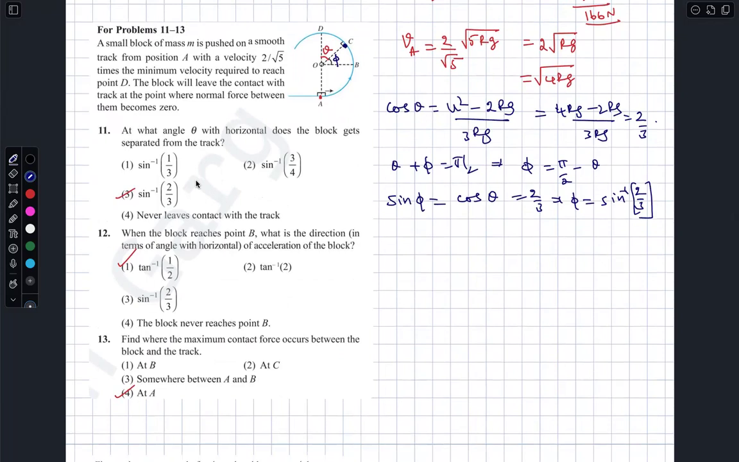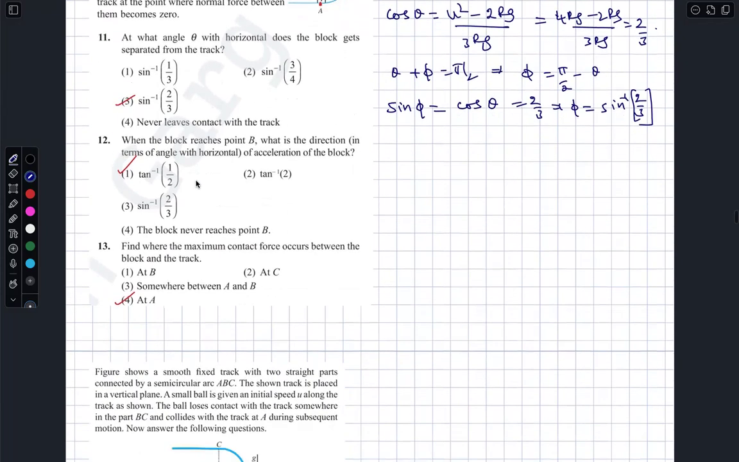Now in between we require: when the block reaches the point B, what is the direction, in terms of angle with the horizontal, of the acceleration of the block at point B? Now I want the velocity at B.